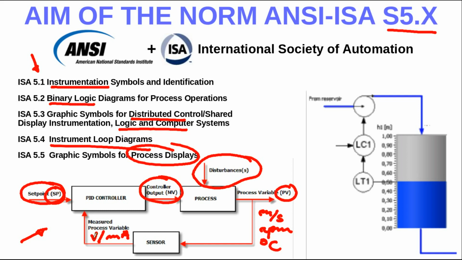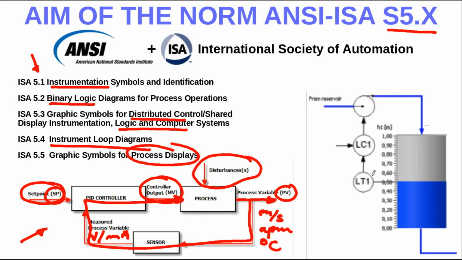So this is the classical feedback loop. We say that this is a feedback loop because, as you can see here, the output of the process, the output of the system, goes again into the process as an input. So that's the reason why we say that this is a feedback control loop.